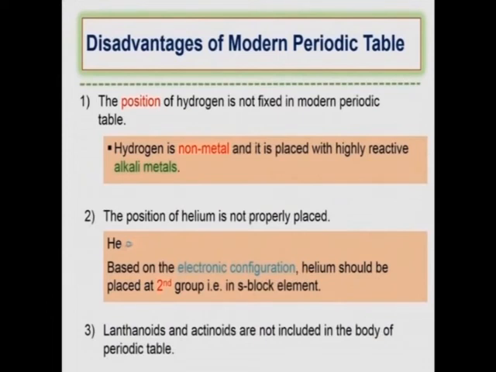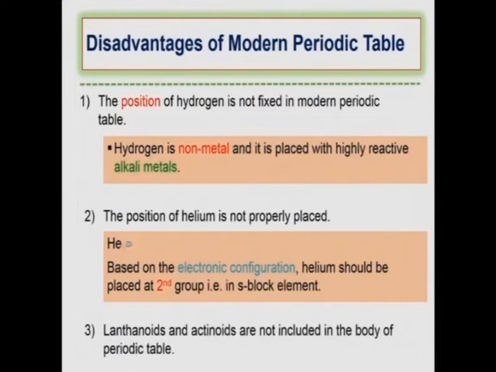A disadvantage of the modern periodic table is that the position of hydrogen is not fixed. Though hydrogen is placed in the first period, its position is not really fixed, because hydrogen is a non-metal and it is placed with the very highly reactive alkali metals. The second is the position of helium. Looking at its electronic configuration, helium should be placed in the second group, but it is placed with the halogen group, and that is also a drawback of the modern periodic table, which is still unclear.